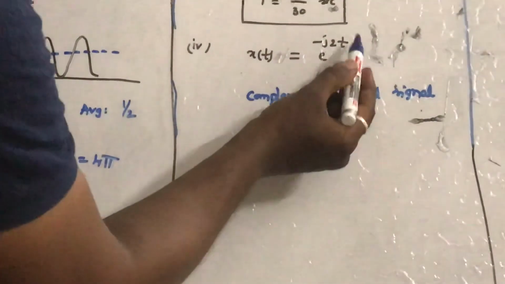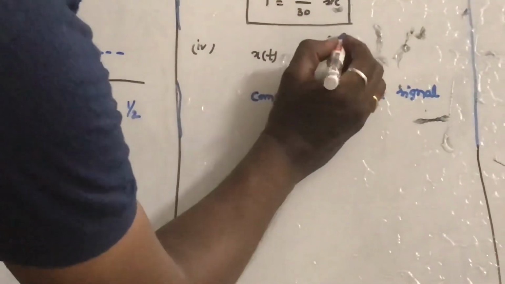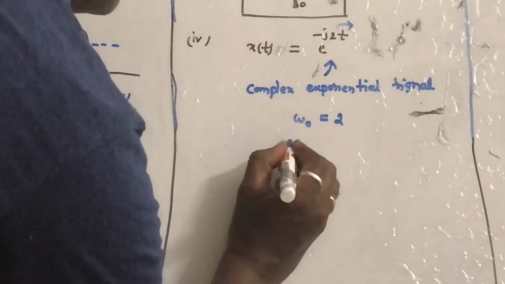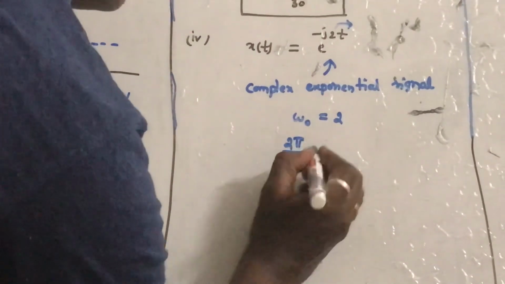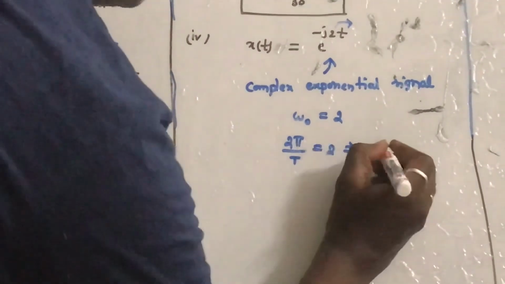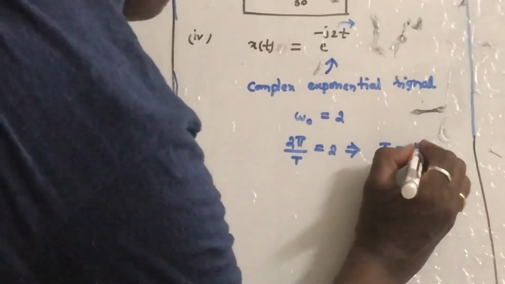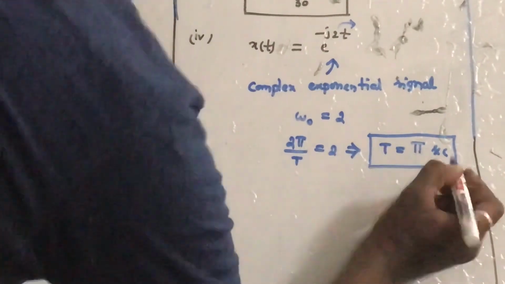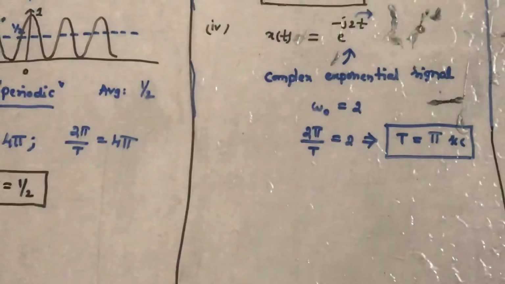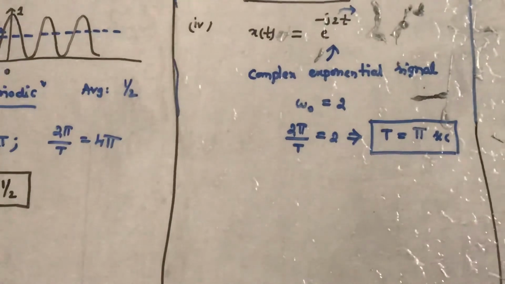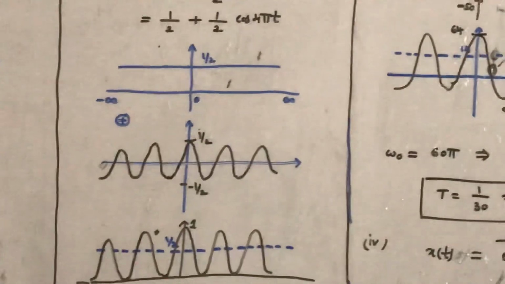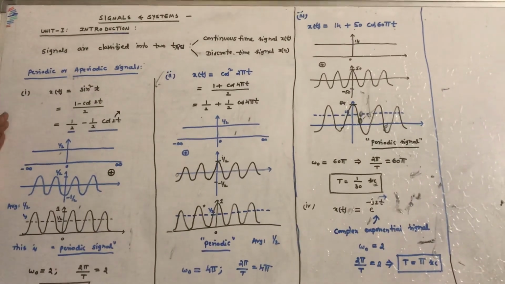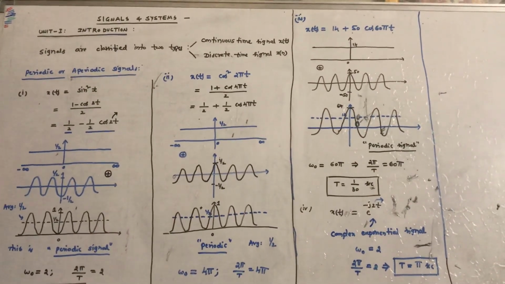So what is the nature of the signal? This is a sinusoidal or oscillating signal of frequency 2. So omega 0 is equal to 2. So 2 pi by T is equal to 2, which implies T is equal to pi seconds. So this is the answer for this problem. In this way you can solve any problem by understanding these concepts. Thank you.